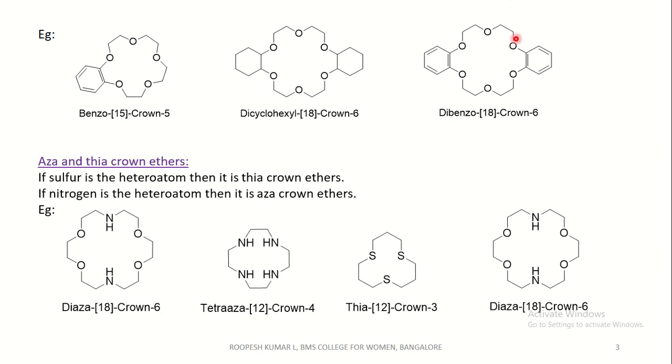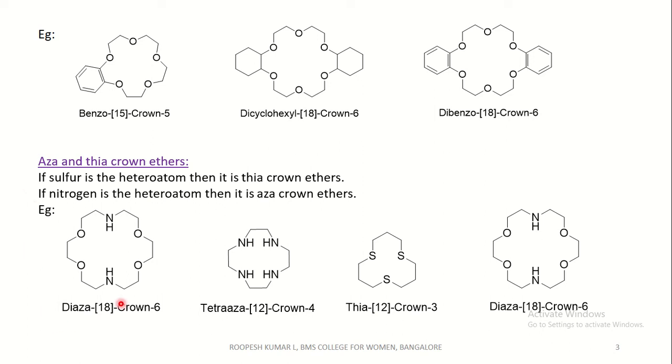And there are many where, instead of oxygens, other heteroatoms such as sulfur and nitrogen may also be present. As such, crown ethers are also called aza and thiacrown ethers. If sulfur is the heteroatom, then it is called thiacrown ether. If nitrogen is the heteroatom, then it is called aza crown ether.